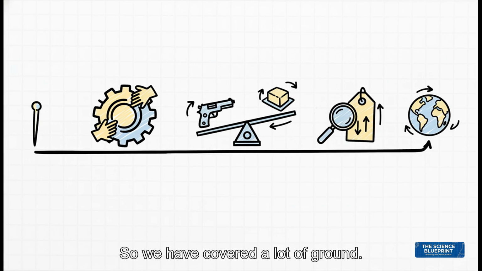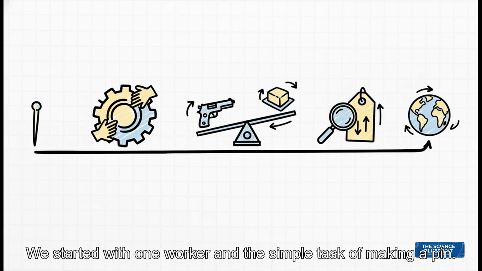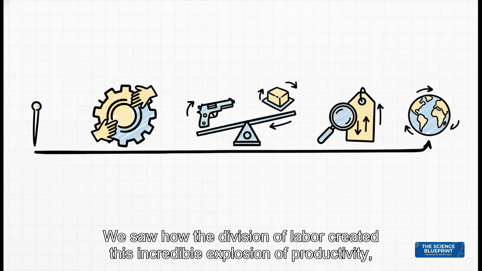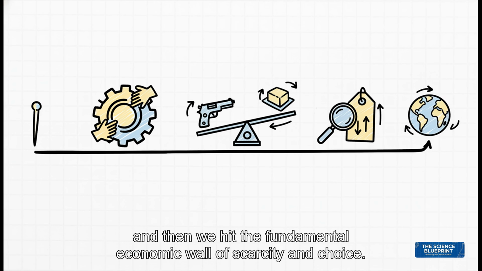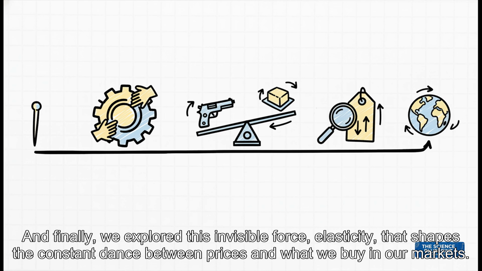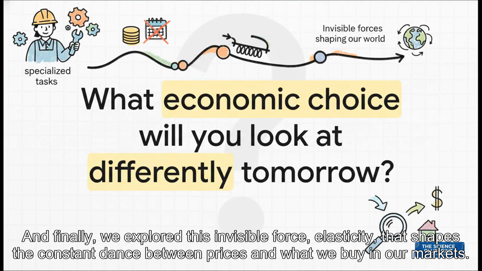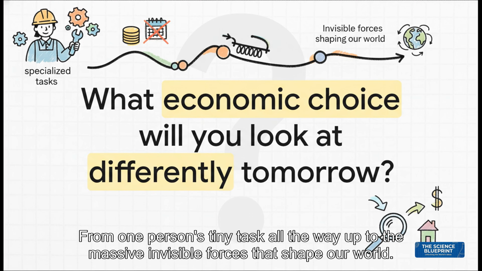So we have covered a lot of ground. We started with one worker and the simple task of making a pin. We saw how the division of labor created this incredible explosion of productivity, watched that idea scale up to create specialized industries, and then we hit the fundamental economic wall of scarcity and choice. And finally, we explored this invisible force, elasticity, that shapes the constant dance between prices and what we buy in our markets. It's all connected, isn't it? From one person's tiny task all the way up to the massive, invisible forces that shape our world.